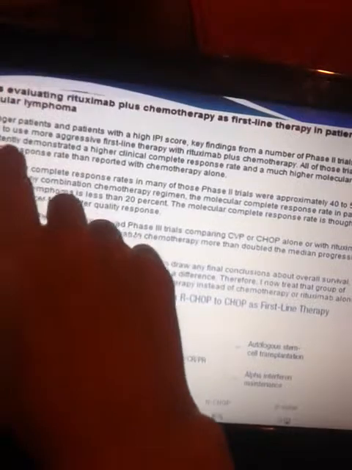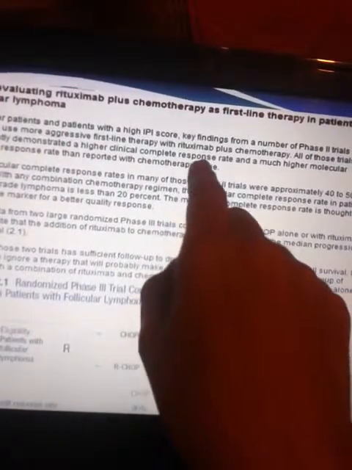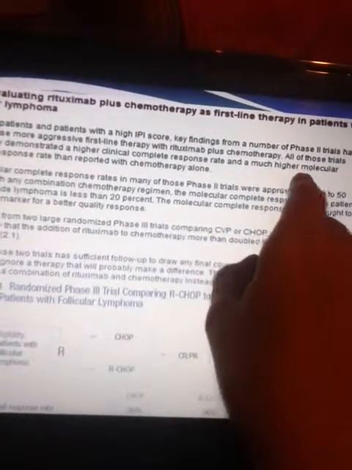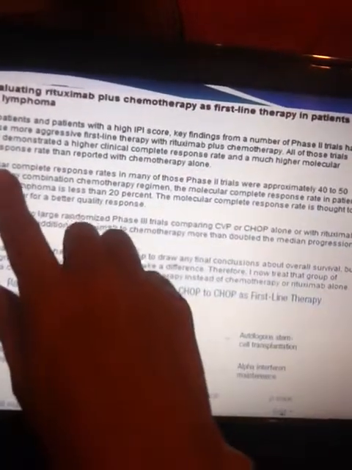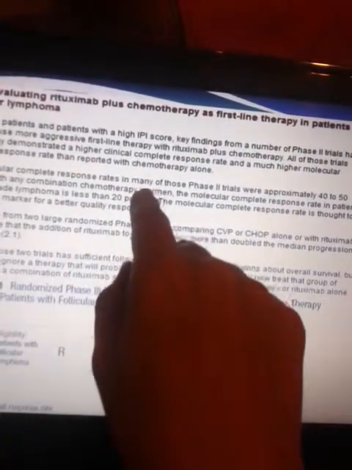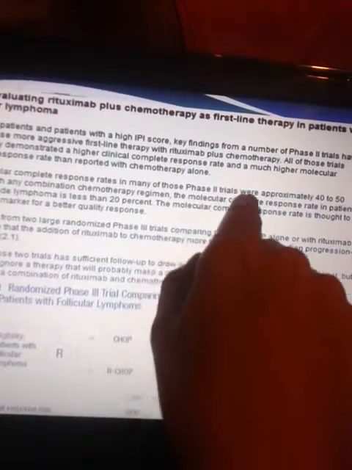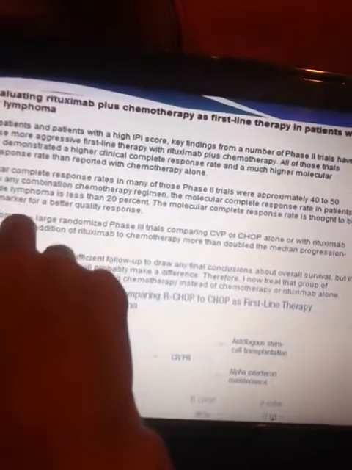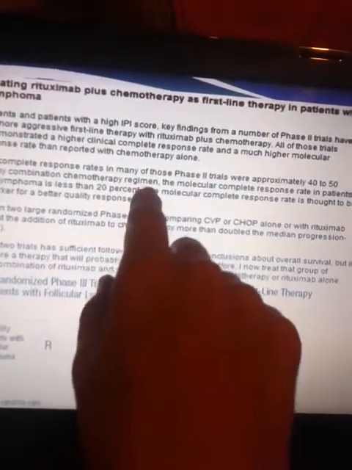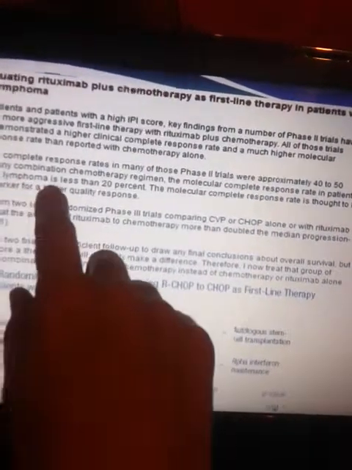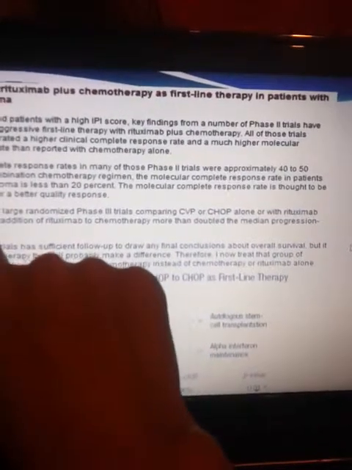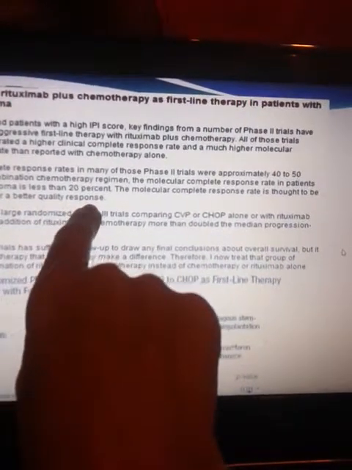All of those trials consistently demonstrated a higher clinical complete response rate and a much higher molecular complete response rate than reported with chemotherapy alone. The molecular complete response rates in many of those phase 2 trials were approximately 40 to 50 percent. With any combination chemotherapy regimen, the molecular complete response rate in patients with low-grade lymphoma is less than 20%. The molecular complete response rate is thought to be a surrogate marker for a better quality response.